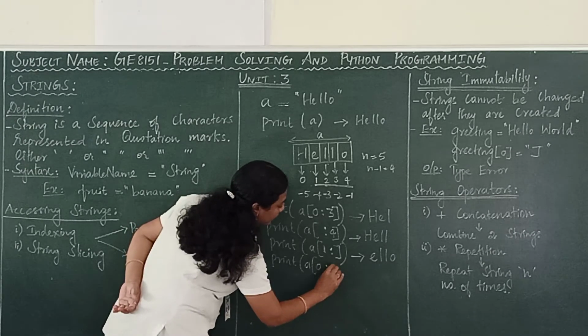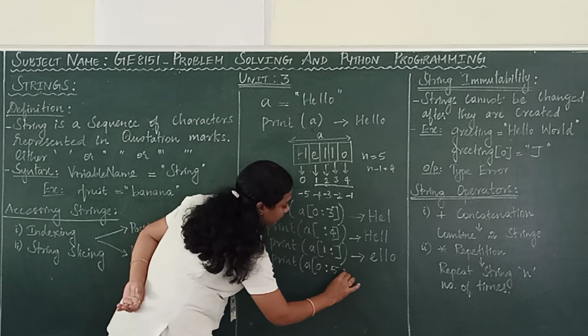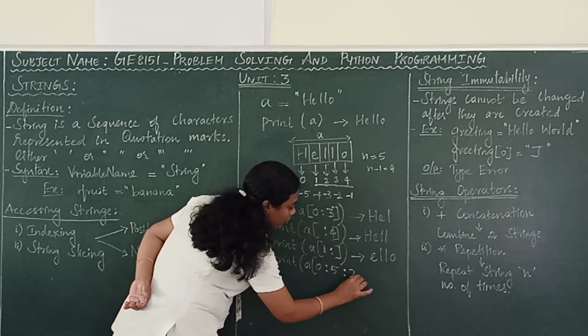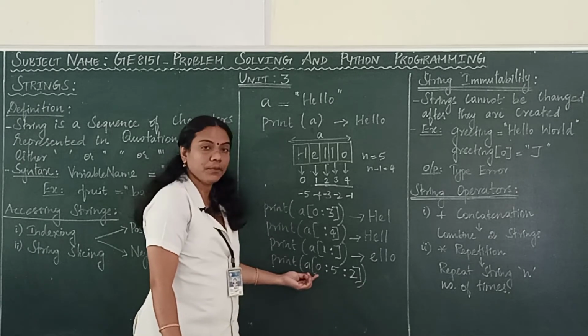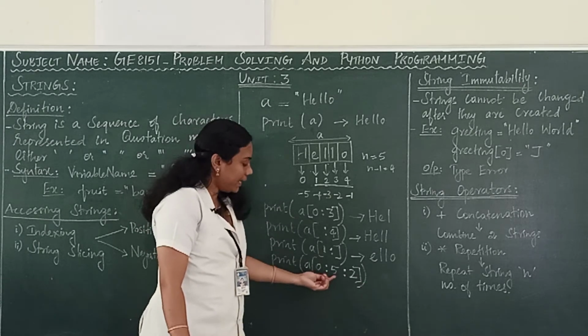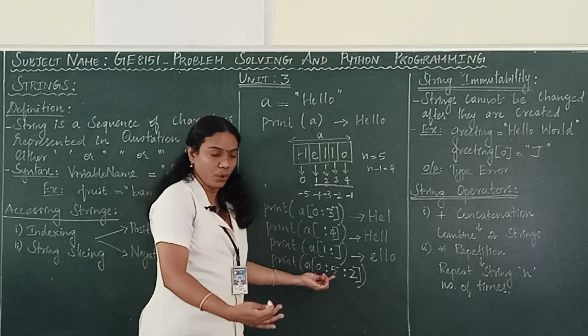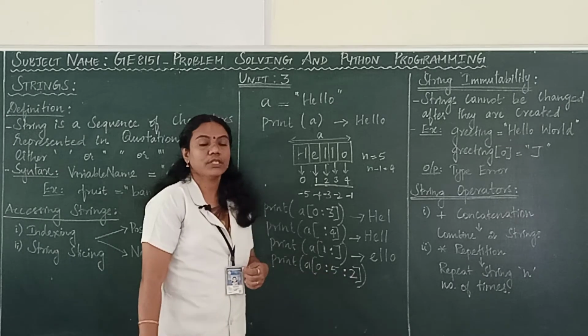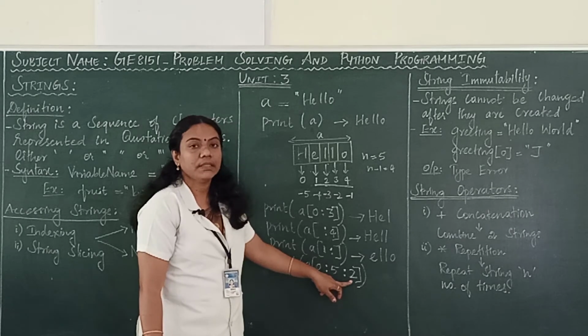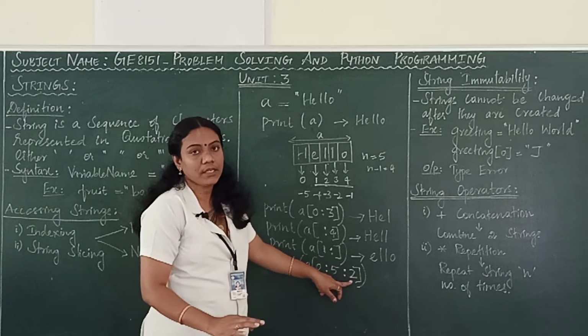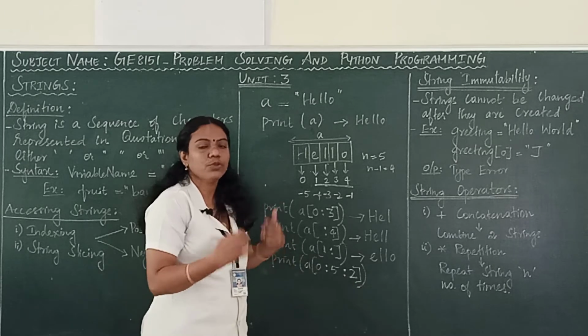Okay. So, another example, print A 0 colon 5 colon 2. I was providing the skip size also as 2, right. So, here the starting position is 0, the ending position is 5, so up to 4. Next, I have also provided a third value. So, what is the meaning of the third value here? It represents the skip size, that is it will skip characters.